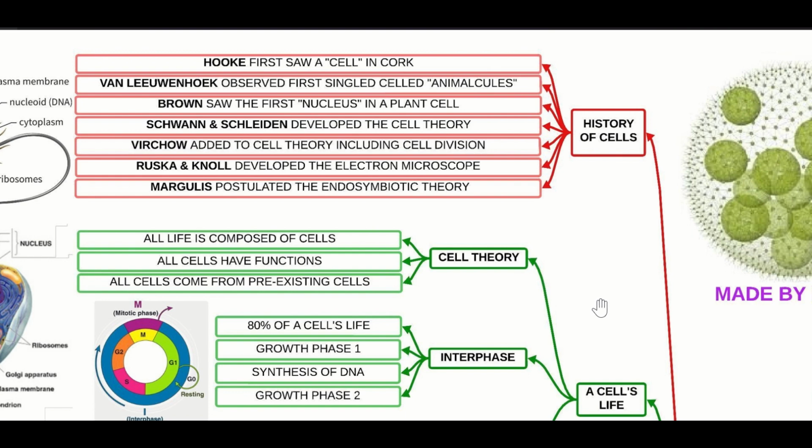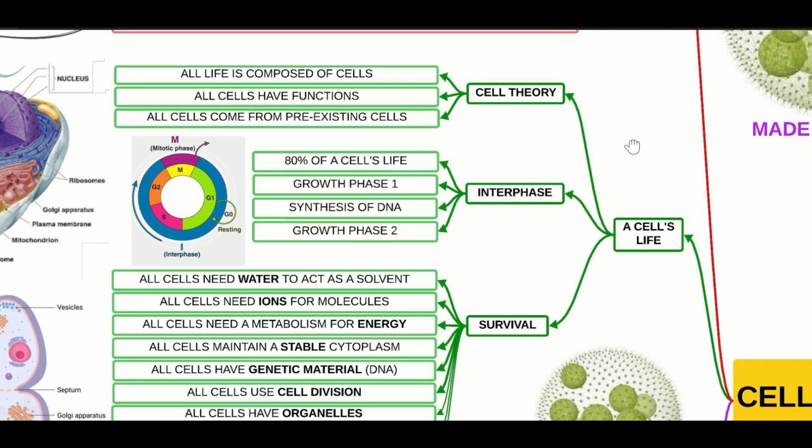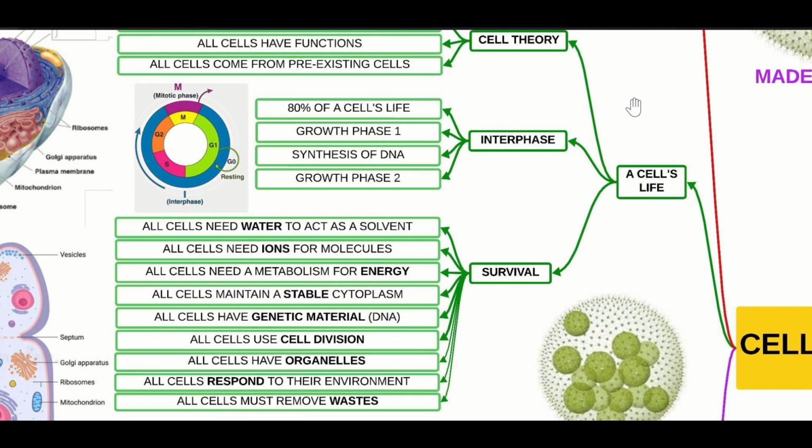Now, as we move on to cell theory itself, we can see that all life is composed of cells. All cells have functions, and all cells come from pre-existing cells. Now, a cell's life, for the most part, is what we call interphase. It is 80% of a cell's life. It contains G1, which is growth phase 1, S, which is the synthesis of DNA, when DNA goes from being single-stranded to double-stranded, and G2, which is growth phase 2, the second stage of growth.